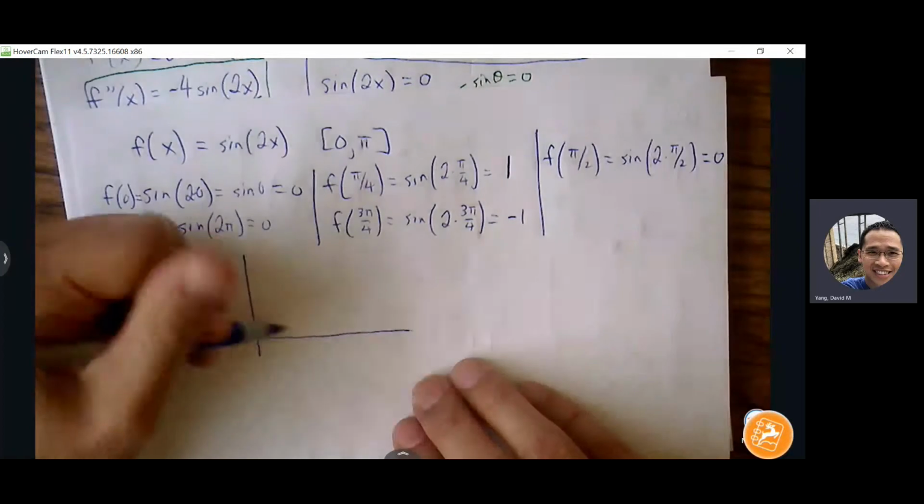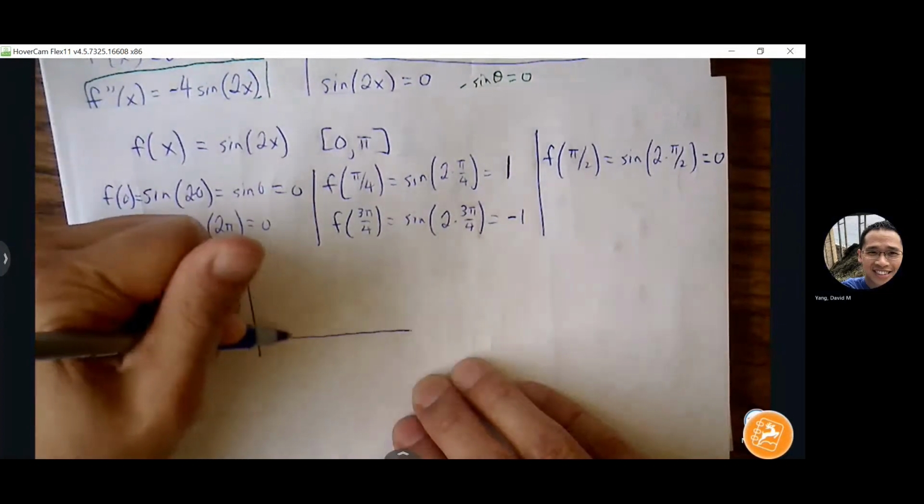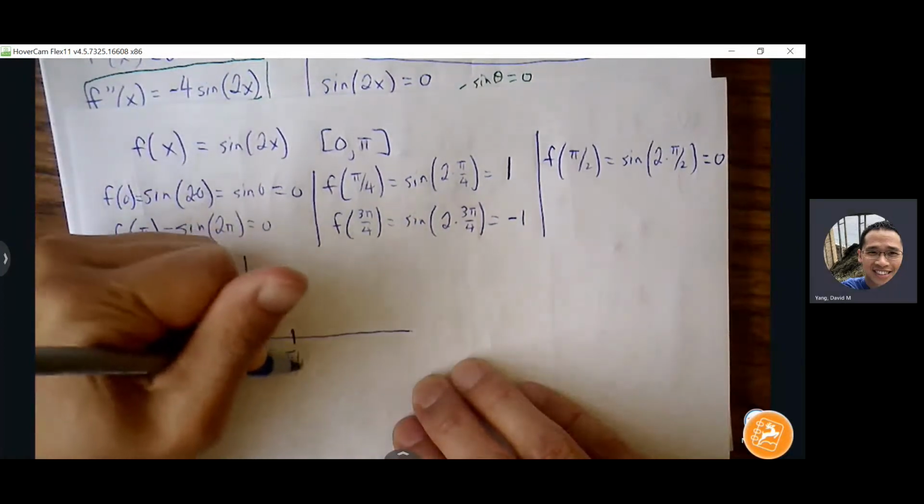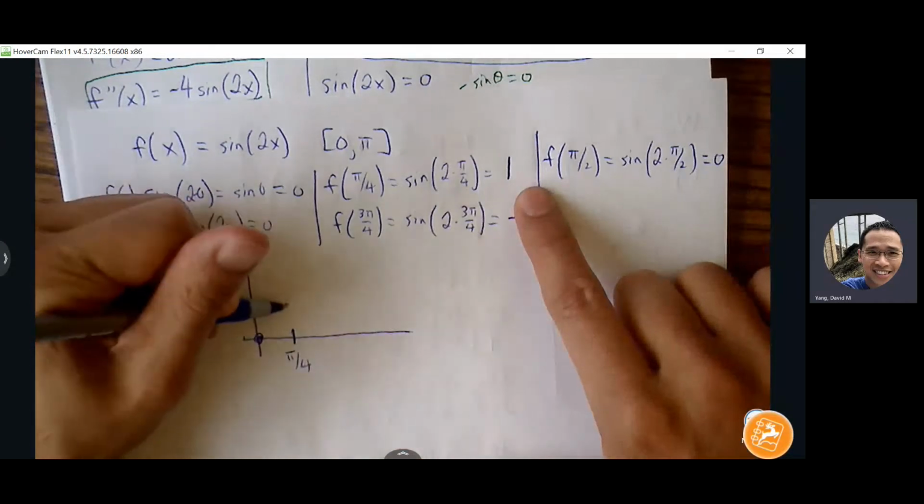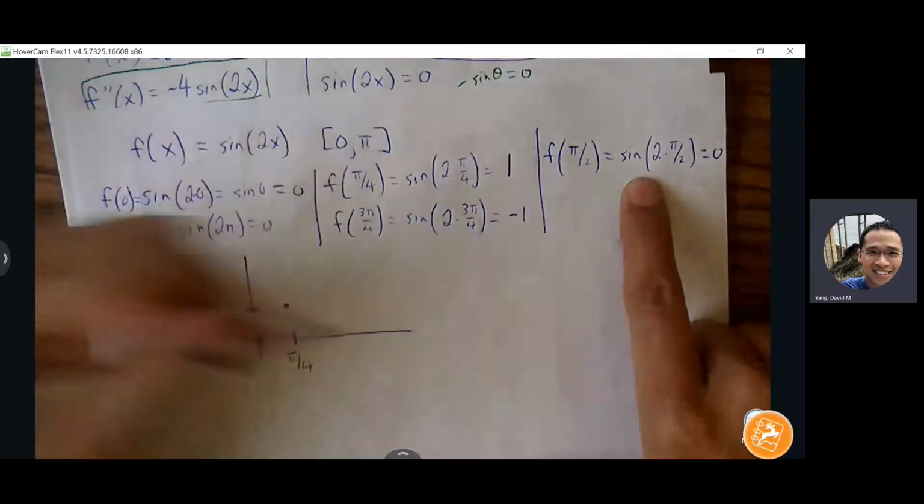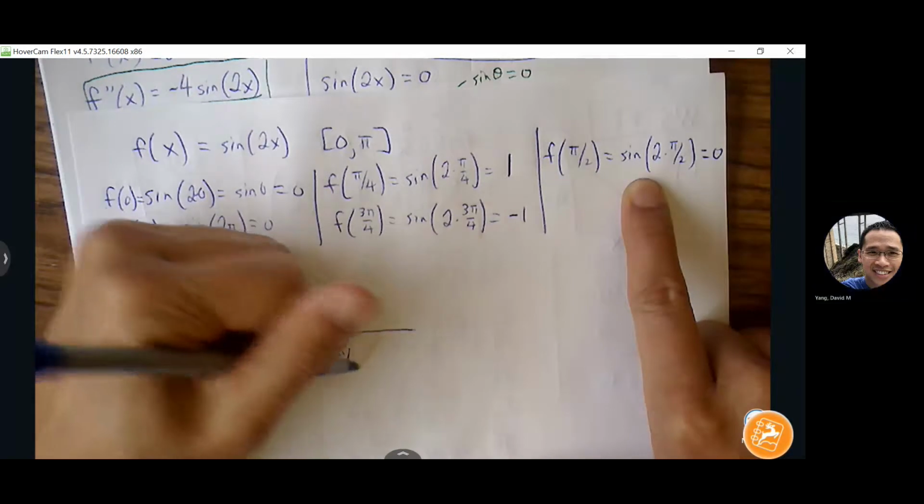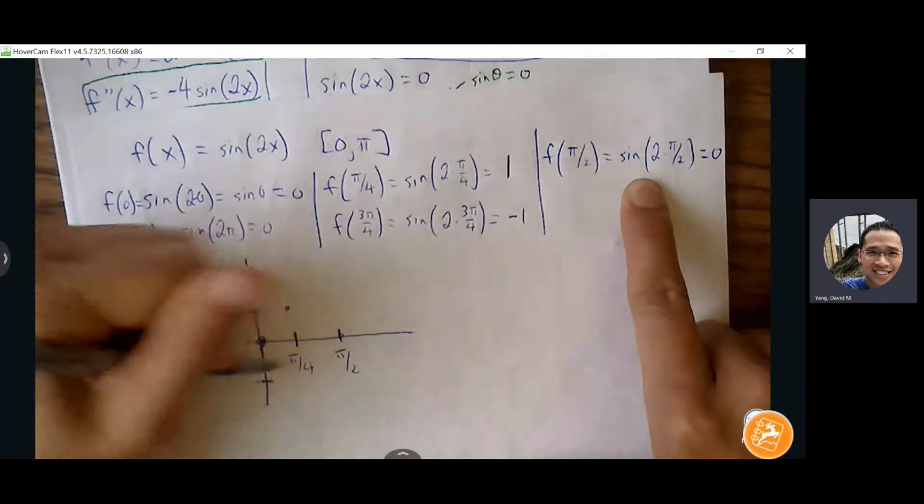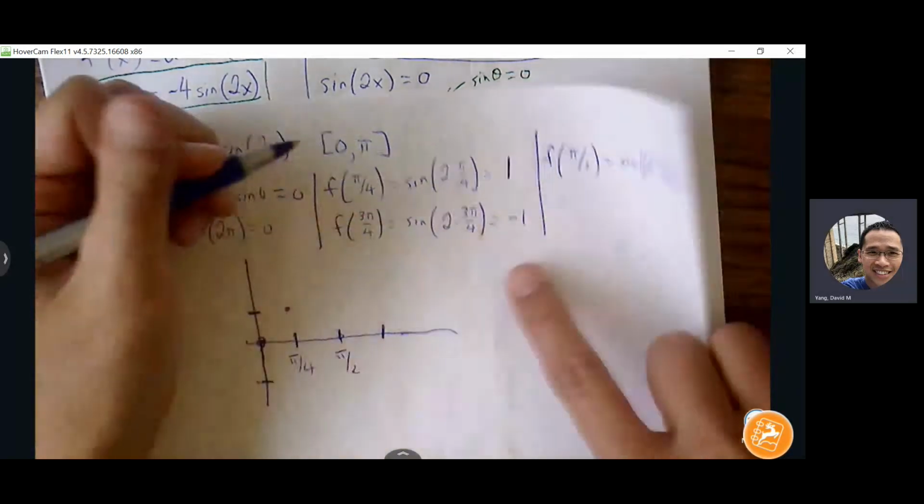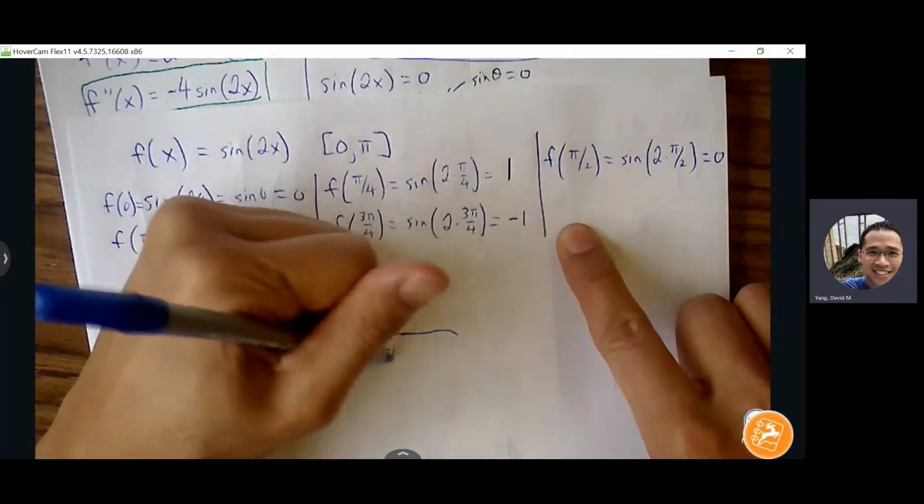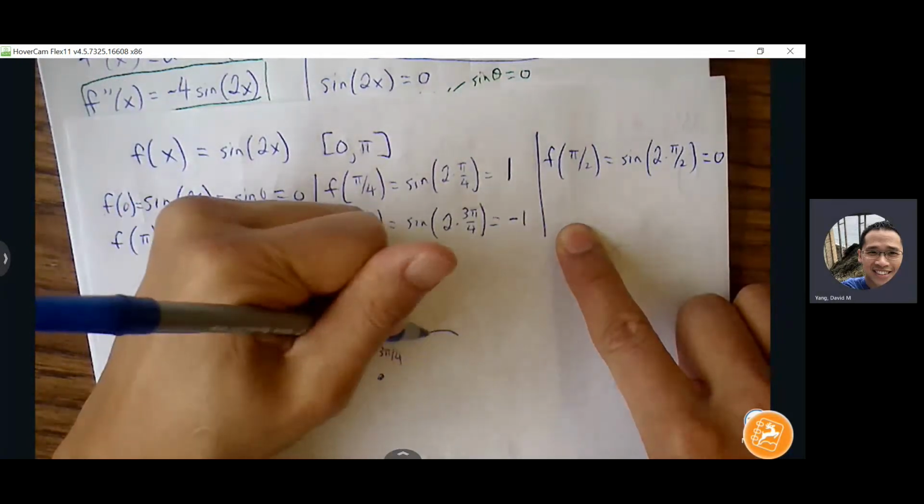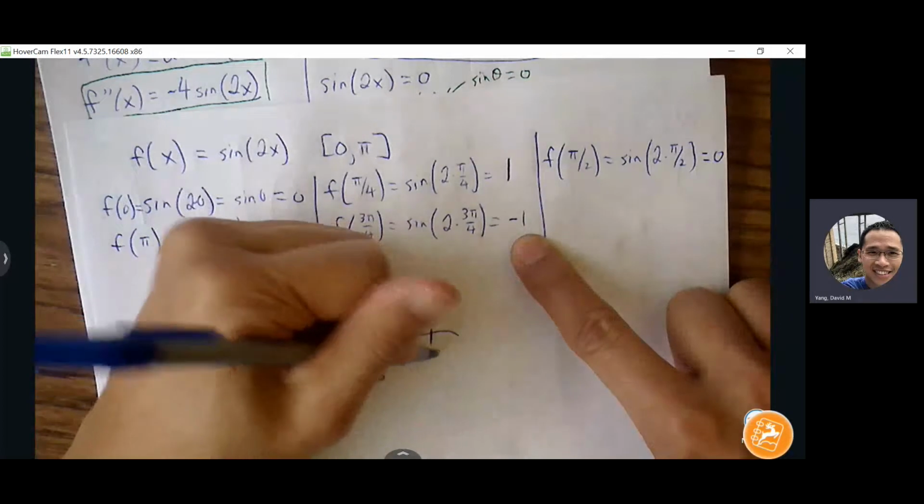So at 0, y is 0. At pi over 4, my ordered pair's y value is 1. At pi over 2, back to 0. At 3 pi over 4, down to negative 1. And then at pi, back to 0.